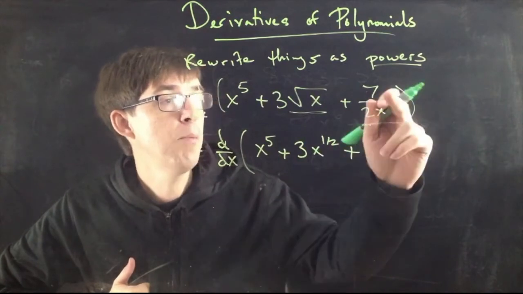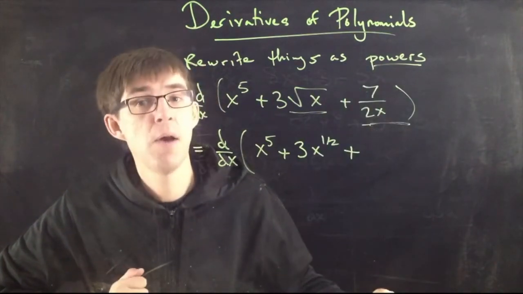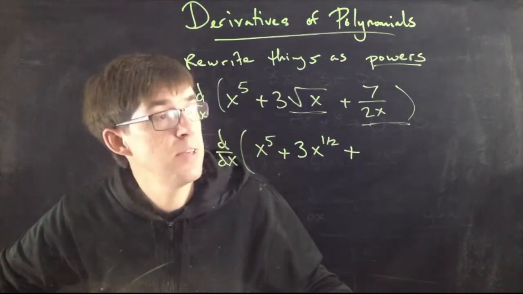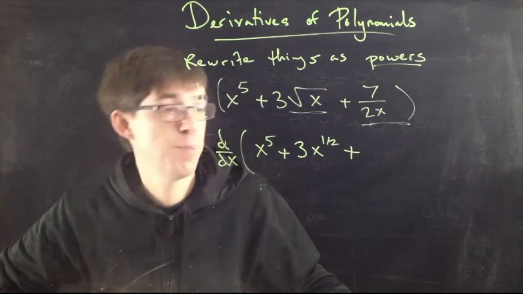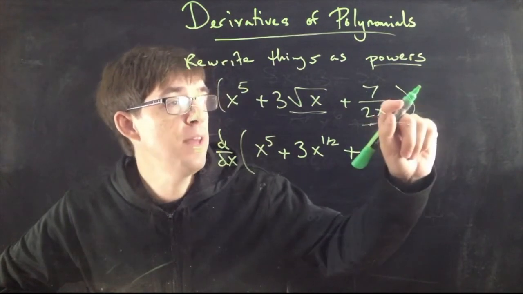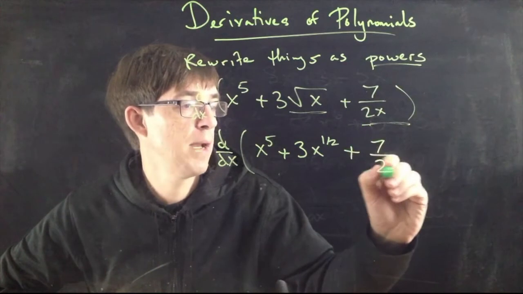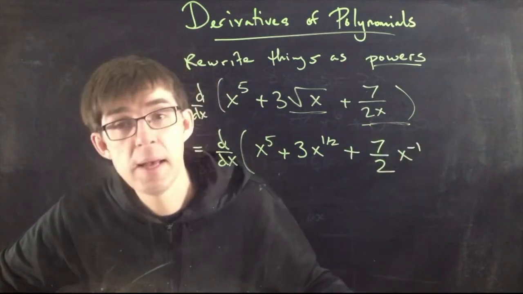Okay, and what about this one? Can we rewrite this as a power of x? Well, when you see x inside the denominator, you should try to write this as a negative exponent. This one, I can move the x up and turn it into an x to the minus 1. So I'm going to write it as 7 over 2 x to the minus 1.